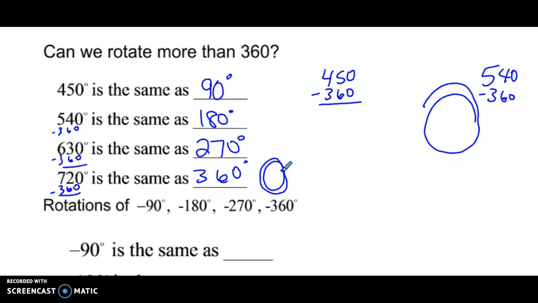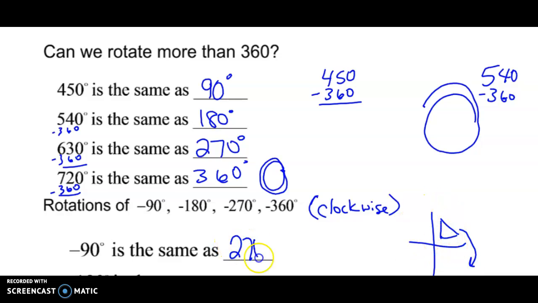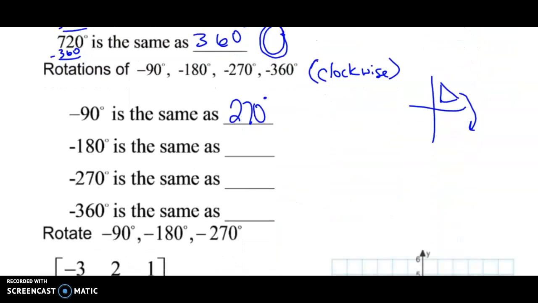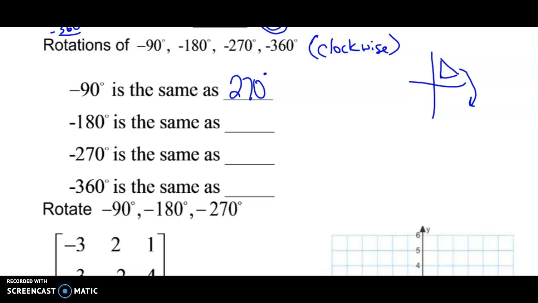Okay. What if we wanted to go the other way? So if we wanted to rotate negative 90 degrees, that's going to be a clockwise rotation. So if we think about an object in this first quadrant and we rotate it clockwise, that's the same thing as a 270 degree rotation. So negative 90 would be the same as 270. Negative 180 would be the same thing as 180 degrees.